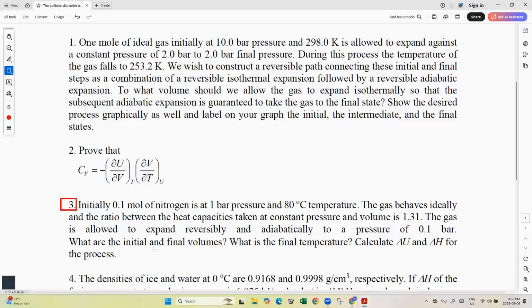What are the initial and the final volumes? What is the final temperature? Calculate delta U and delta H for the process.